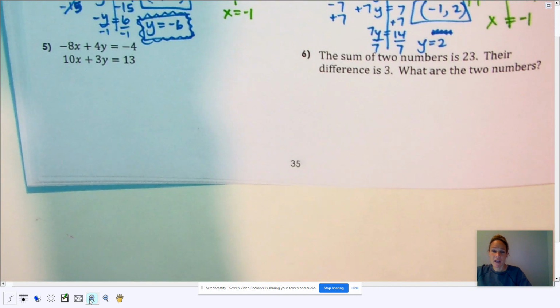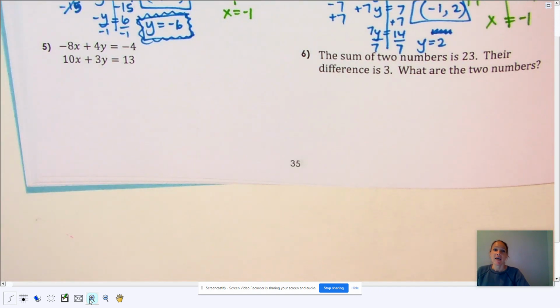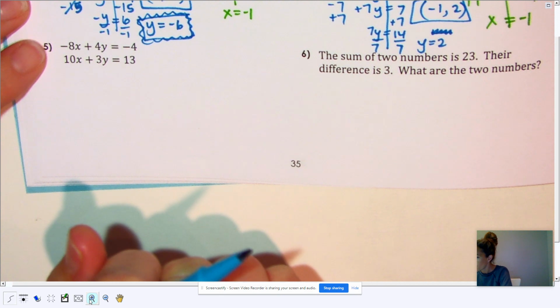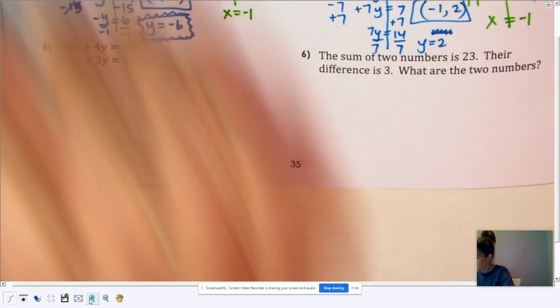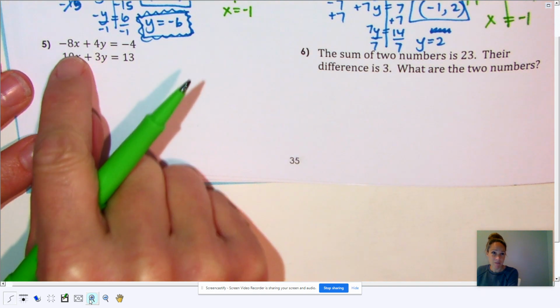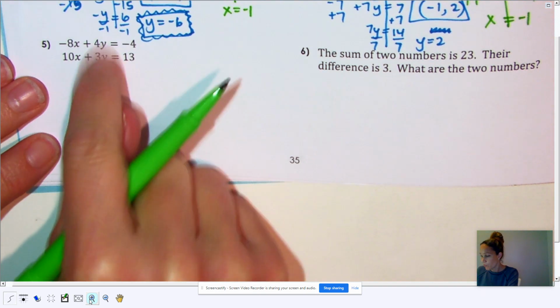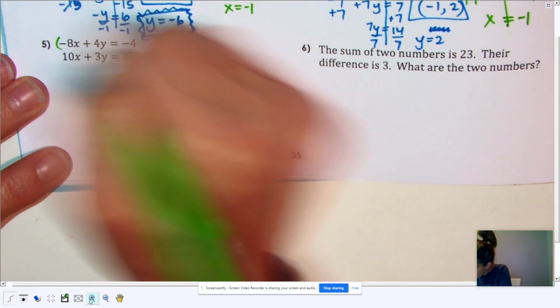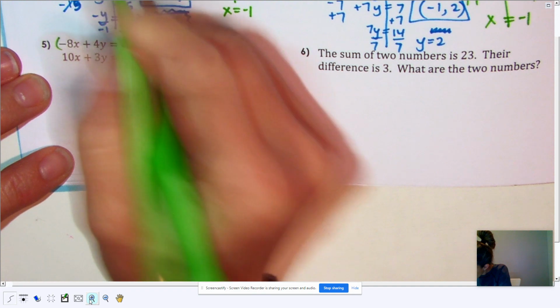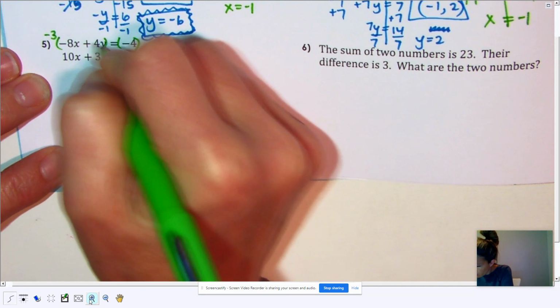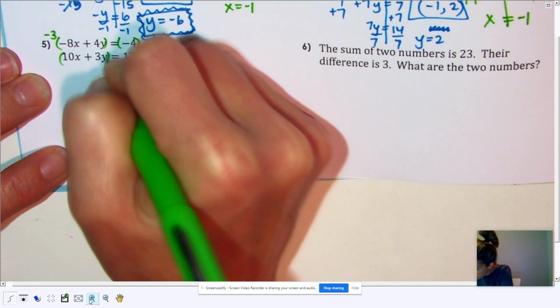Okay, one more for number 5 here. Again, we do not have anything that's going to cancel, right? So we're going to have to multiply both equations. So you could go for the x's, multiply the top by 10 and the bottom by 8. I'm going to go for multiplying by the 3 and the 4, making sure that I'm going to do this one, I think, by negative 3 so that I could get a negative 12 there. And then I'm going to do this one by positive 4.